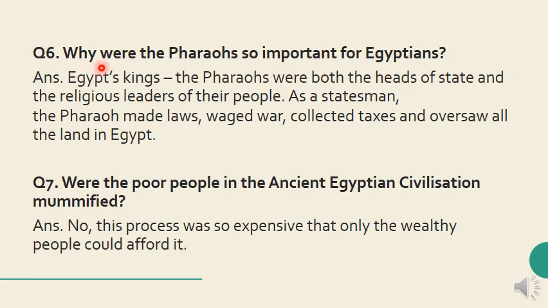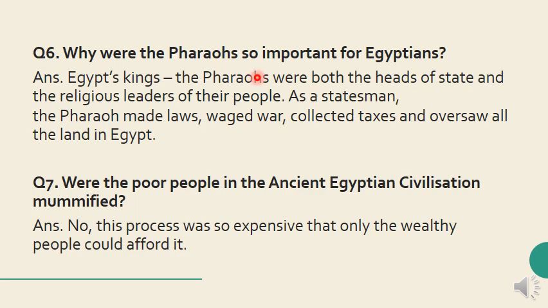Question number 6. Why were the pharaohs so important for Egyptians? Answer. Egypt's king, which means the pharaohs, were both the head of the state and the religious leaders of the people. As a statesman, the pharaoh made laws, waged war, collected taxes, and oversaw all the land in Egypt.